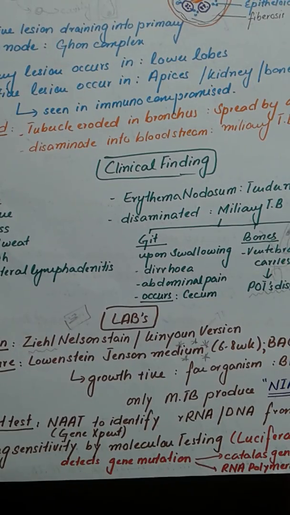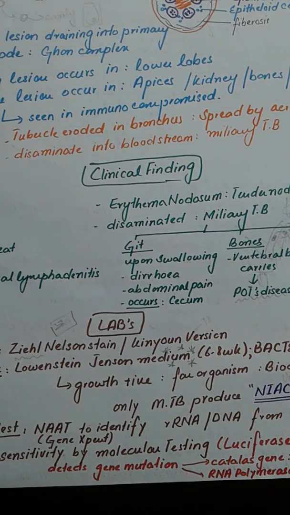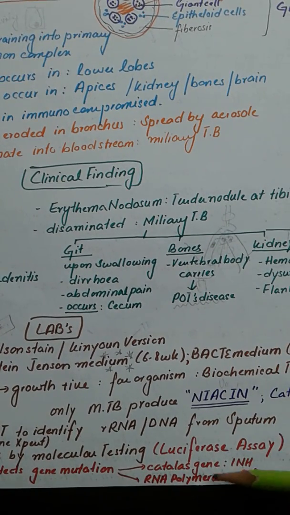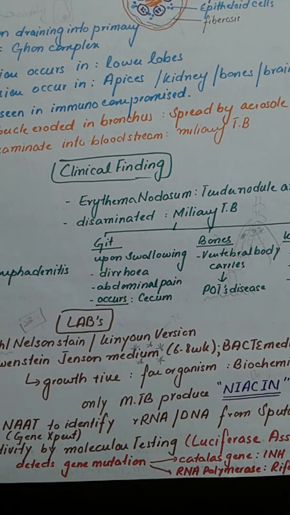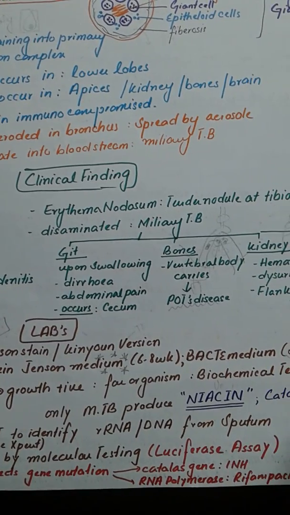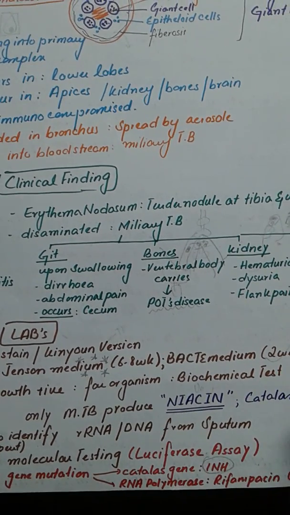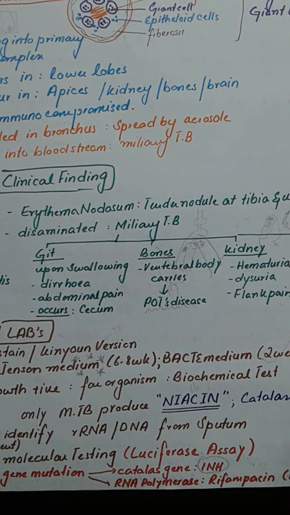Now what happens is that in order to identify which drug the organism is sensitive to, we do molecular testing. Now the molecular testing consists of a luciferase assay. In this we detect gene mutation in catalase, which is specific for detecting if the organism is susceptible or sensitive to isoniazid, and we can check for gene mutation in the RNA polymerase, which is mutated if it provides resistance to rifampicin.